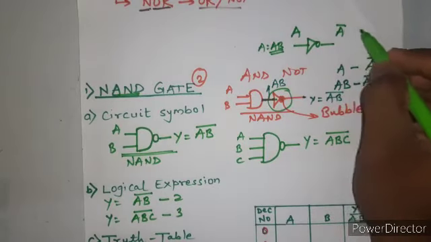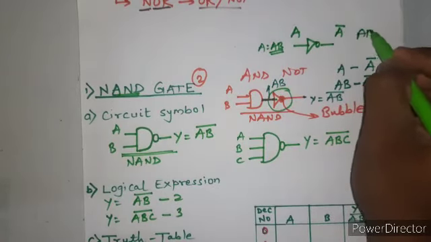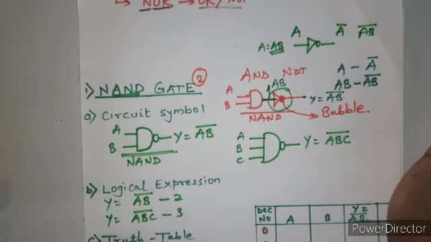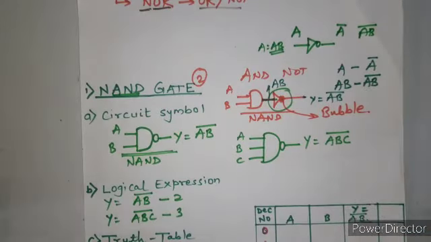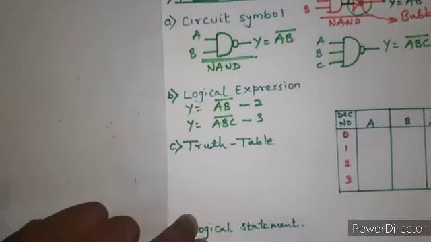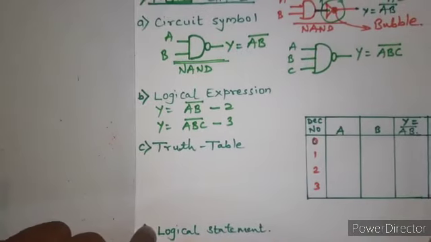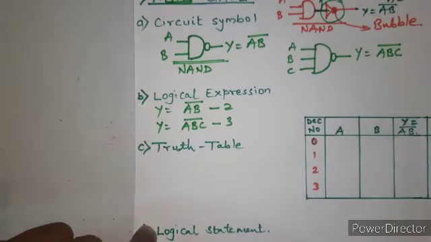Okay, and A bar will be A B whole bar. I hope that you are getting this, right? So this is the expression for 2 input and 3 input.